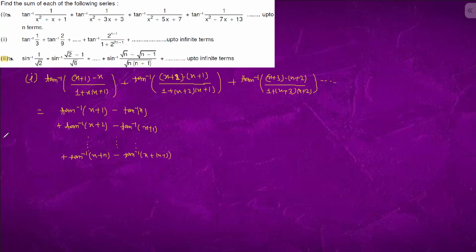If you see that, this first term, second term, this term, this term, each cancels with the next. The last term is left, and here the first term will be left, okay? So overall we can see that this is tan inverse x plus n minus tan inverse x. So this is the required answer. Move to next question.